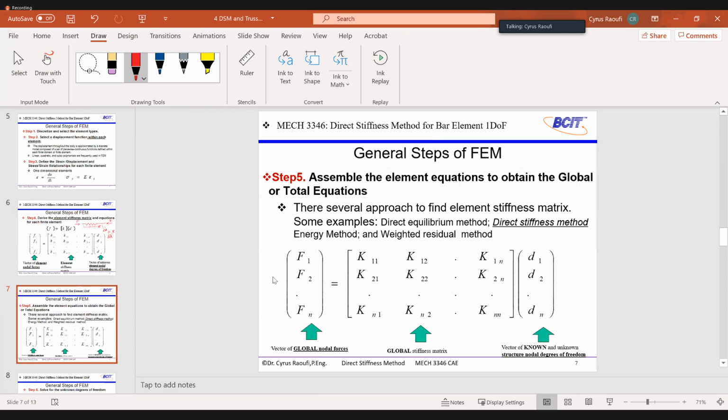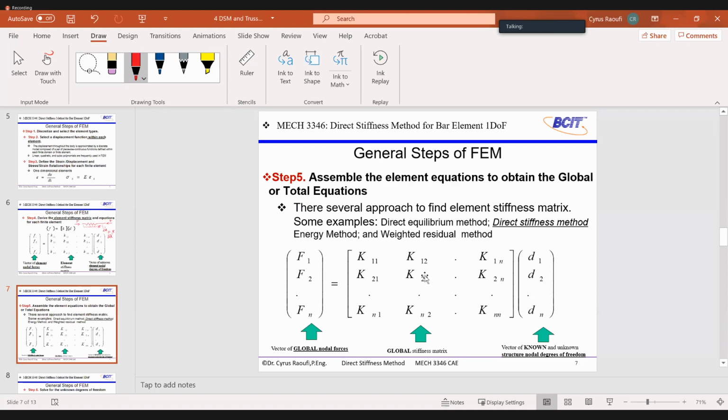Again, same format, F equals K times D. This is the only equation that we need. All we need to know is just how to make those matrices and plug them into this equation. Now, you have capital F, capital K, and D. I didn't use capital D here because capital D we are going to use later for different terminology. Now, F represents global nodal forces, K represents the global stiffness matrix, and D represents the global displacement vector.